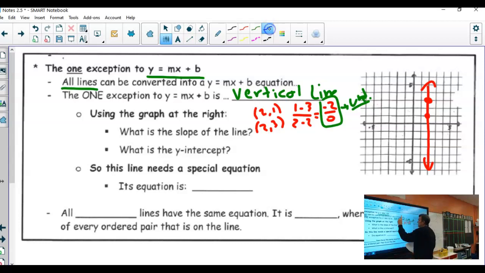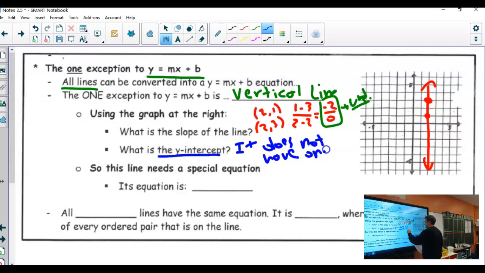What is the y-intercept? Well, does this line cross the y-axis? It does not. And if a line does not cross the y-axis, then it does not have a y-intercept. So if the slope is undefined and it does not have a y-intercept, what is the equation for the line? Well, the equation for this line is actually x equals 2.